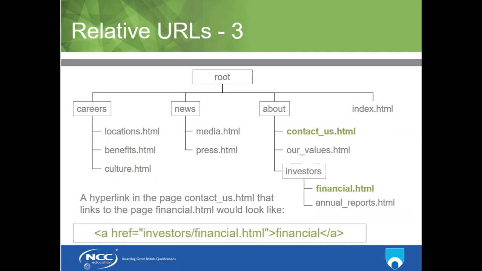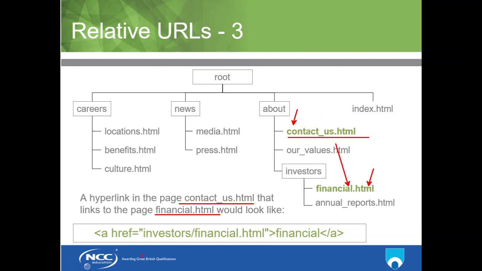Okay, let's look at some other examples. Here we want to look at an example where the pages are not on the same folder. So here we want to create a hyperlink in the page contact us. We want to create a hyperlink here that when clicked will load financial.html. Financial is here. So you can see that they're not on the same folder per se, because contact us is in the about folder, while financial.html is in the investors folder. So how to create a link from here that will take you here? How do you do that?